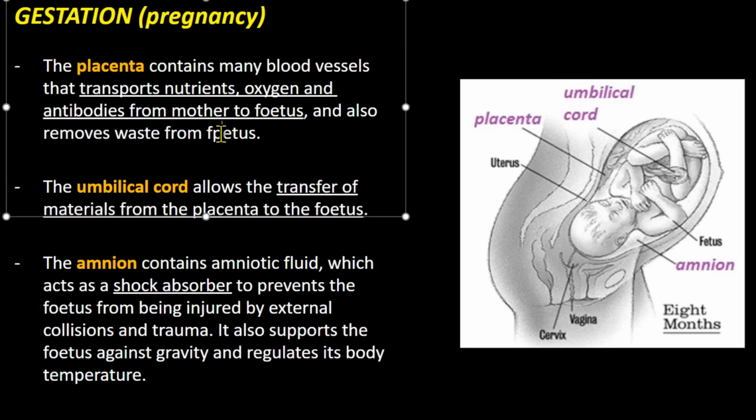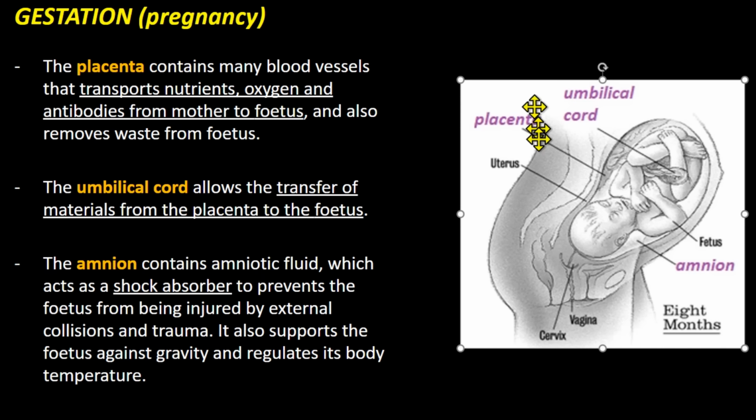The umbilical cord is going to allow the transfer of materials from the placenta to the fetus. So the umbilical cord is connected to the navel here, and this is the bridge between the placenta and the fetus.